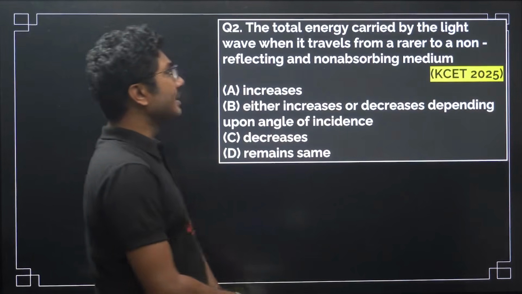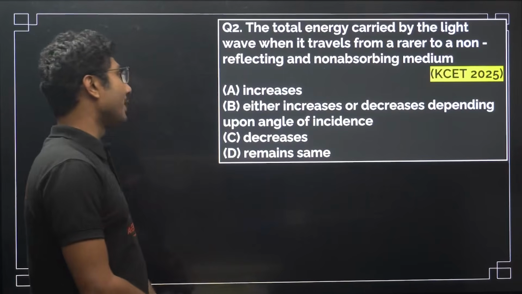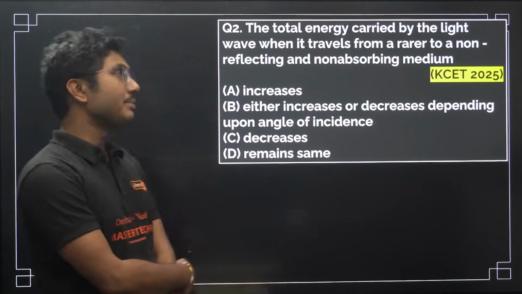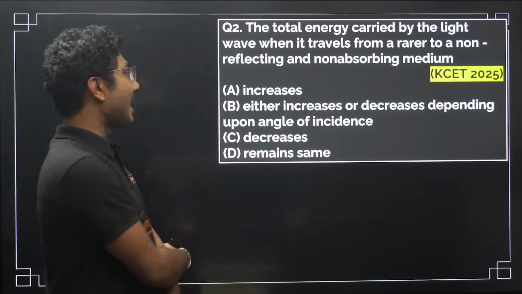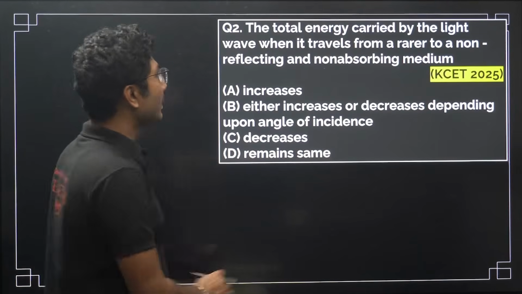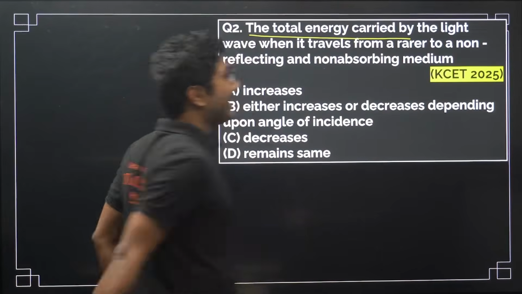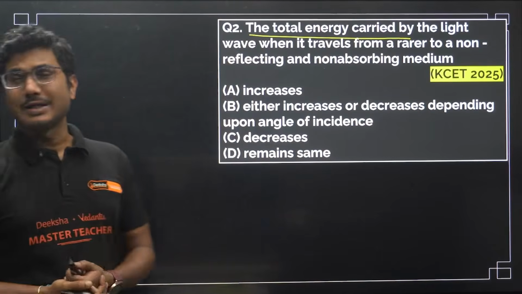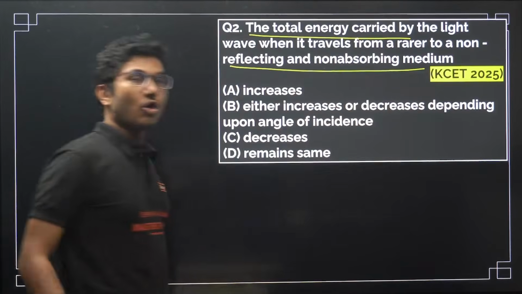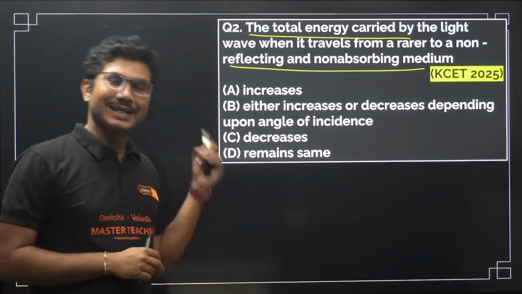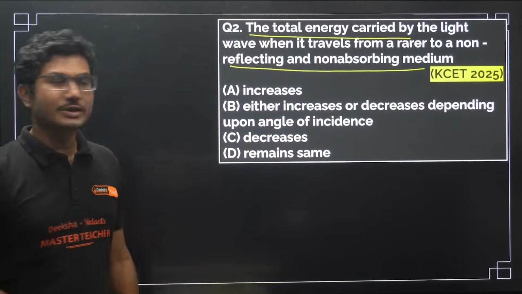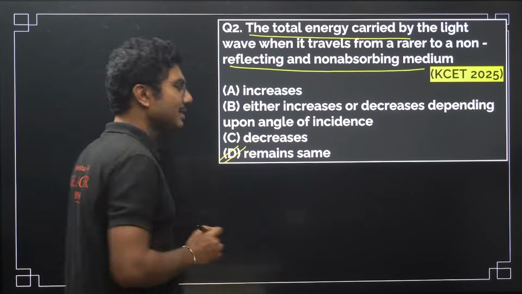The total energy carried by a light wave when it travels from a rarer to a denser non-reflecting and non-absorbing medium: does it increase, increase or decrease depending upon the angle of incidence, decrease, or remain the same? So the total energy carried by light when it travels from rarer to denser does not change. If it is non-absorbing and non-reflecting, then no amount of energy is getting reflected or absorbed. So total energy has to be constant, that is the conservation of energy, so it must remain the same.